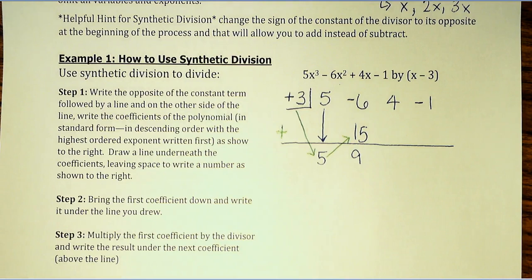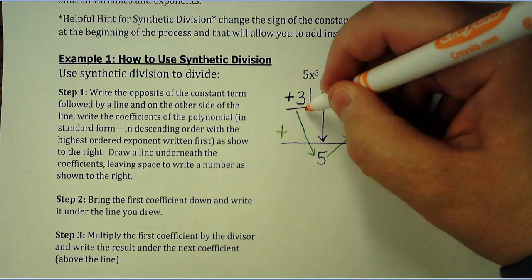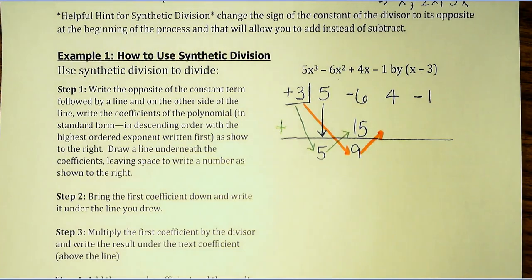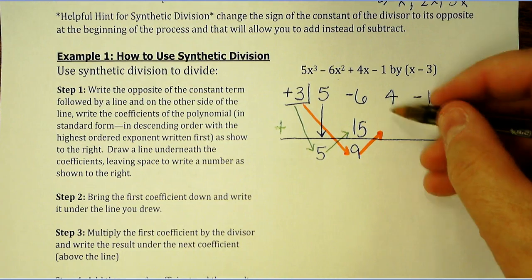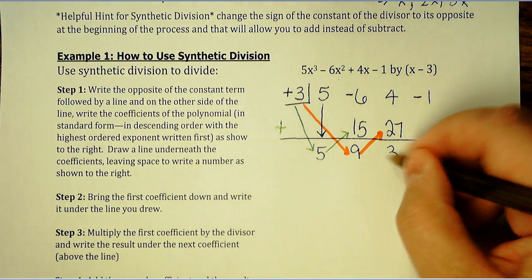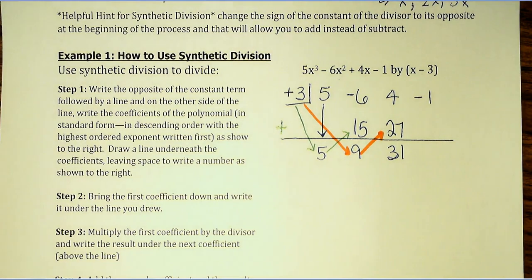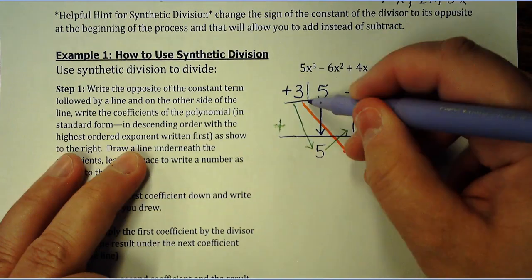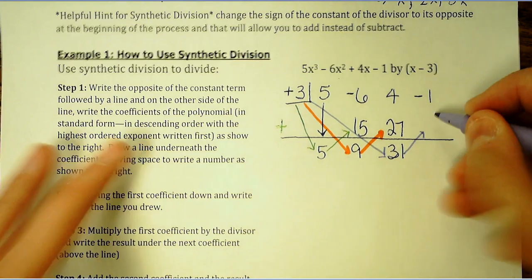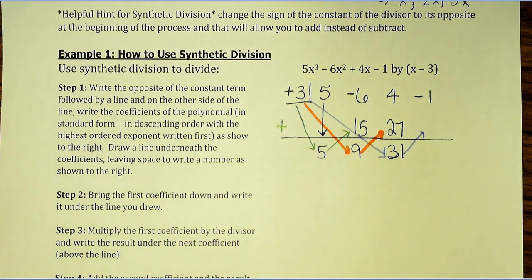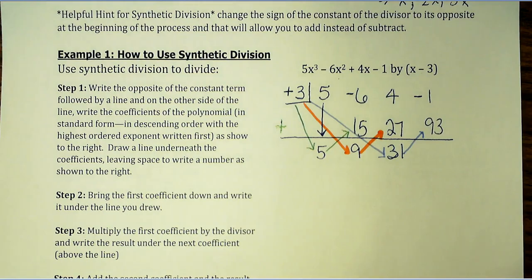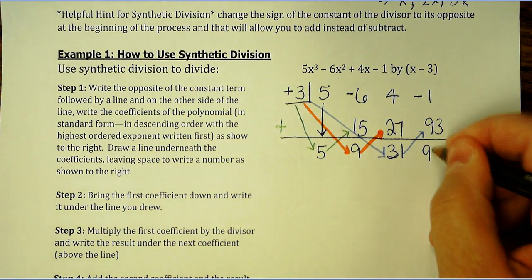So then I'm going to do 3 times 9 and put that in the next available spot. So 3 times 9 is 27. Then I'm going to add the two numbers stacked on top of each other. This is 31. And then I'm going to do that one more time. So I'm going to do 3 times 31. That goes in the next available spot. So 31 times 3 is going to give me 93. And then the last step is to add these. So negative 1 plus 93 is 92.